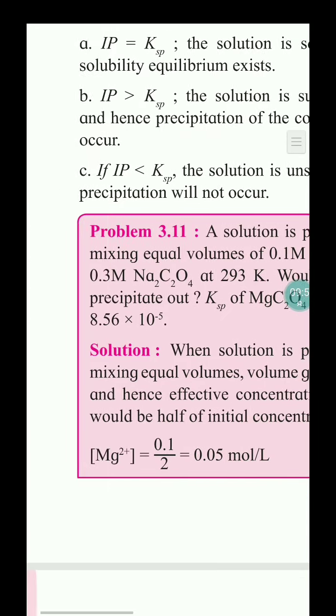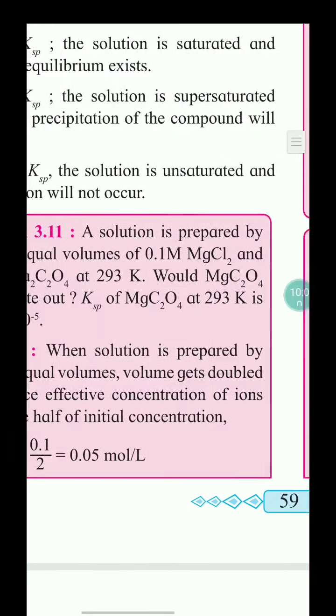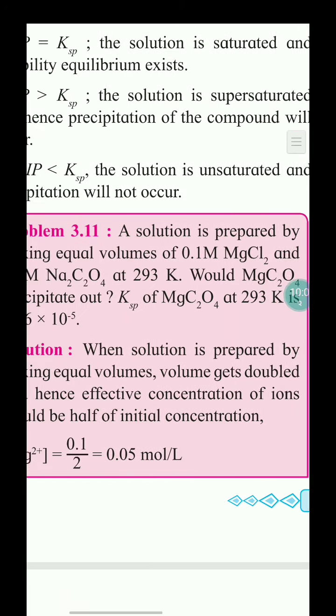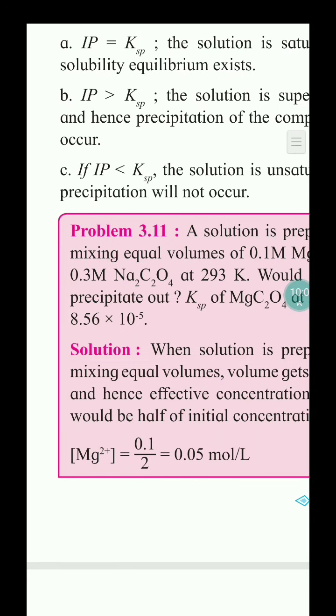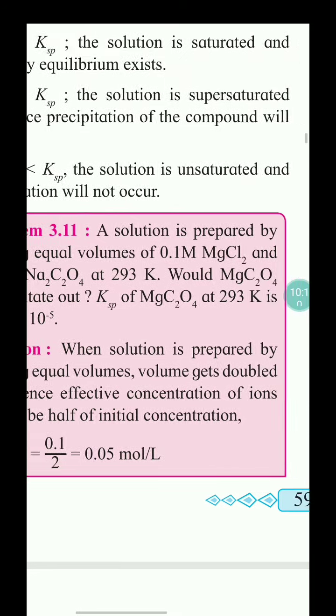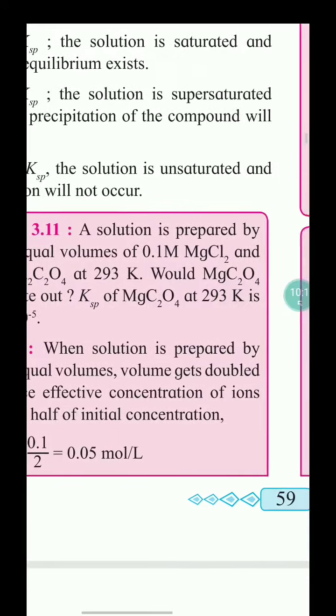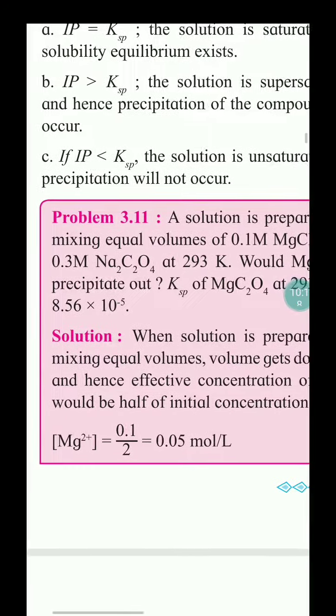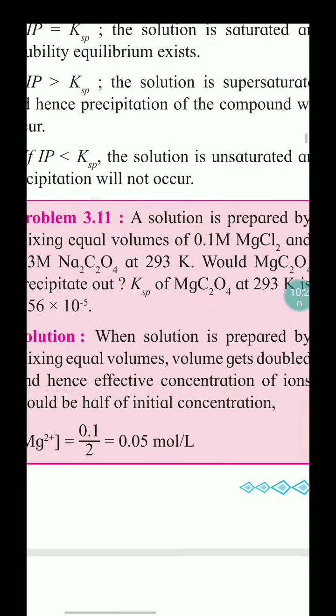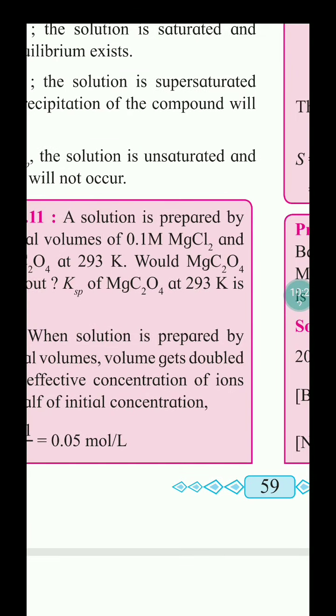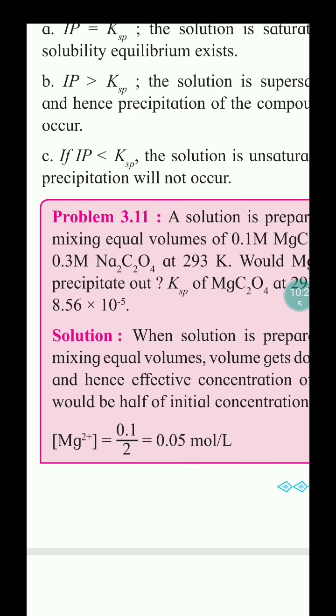Then consider one problem. A solution prepared by mixing equal volumes of 0.1 molar MgCl2 and 0.3 molar Na2C2O4, sodium oxalate, at 293 Kelvin. Would MgC2O4, magnesium oxalate, precipitate out or not? Okay, Ksp for magnesium oxalate at 293 Kelvin is given as 8.56 into 10 to the power minus 5.